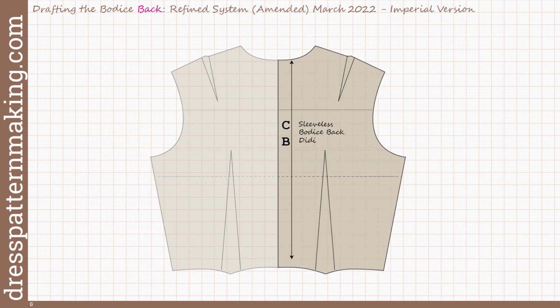In this video, I'll be drafting the half back, which means if any measurements were taken across the full back, they have to be divided by 2. If you have an asymmetric figure, you may eventually want to figure out how each side is different and work with the full back instead of the half back when drafting your patterns.